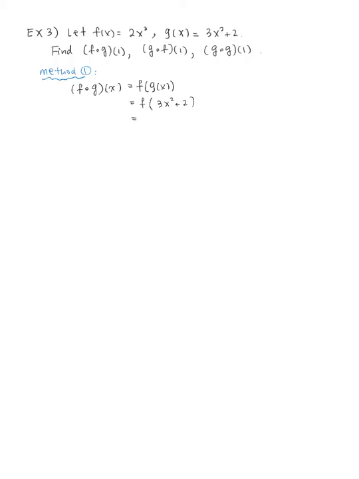Now you better be looking at f of x, and your job is to replace its x with what's in the parentheses. So here you're going to have 2 times (3x squared plus 2) to the third power. Now, since I didn't ask you to simplify it, leave your function the way it is. So this is our f of g of x.